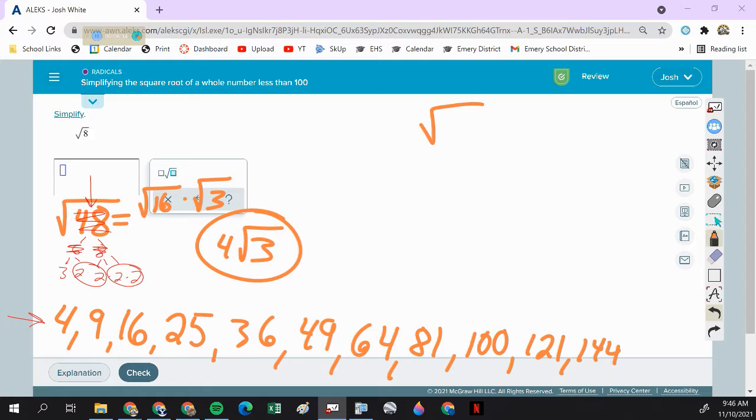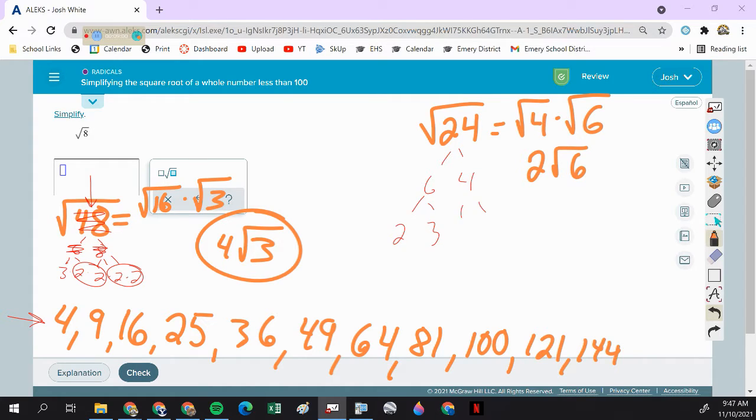What about the square root of 24? Does 24 have any factors that are perfect squares? 4. So the square root of 4 times the square root of 6, which is 2 root 6. Let's try it the other way. 6 and 4, 2 and 3, 2 and 2. Do I have any pairs? A set of 2s and a 6 left over.